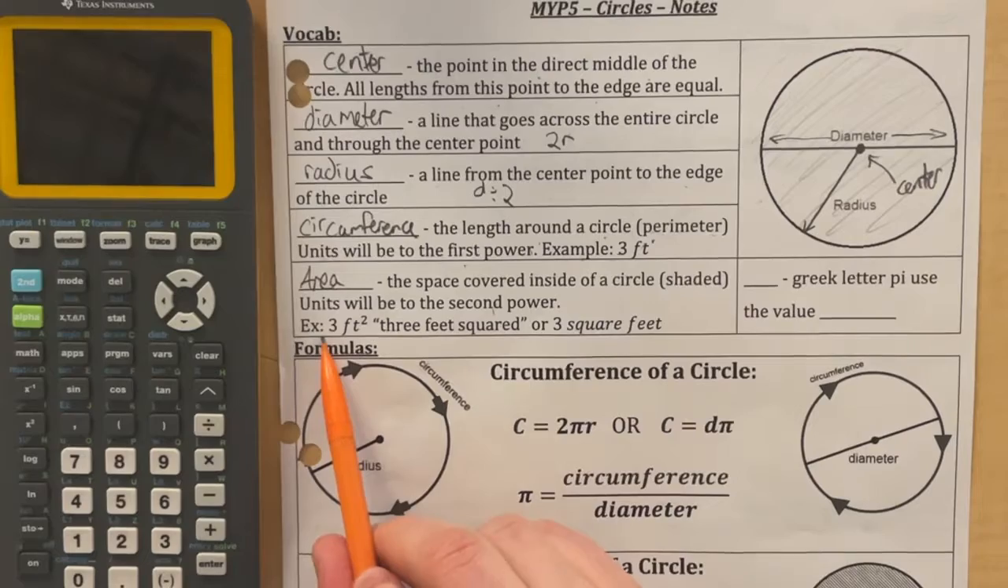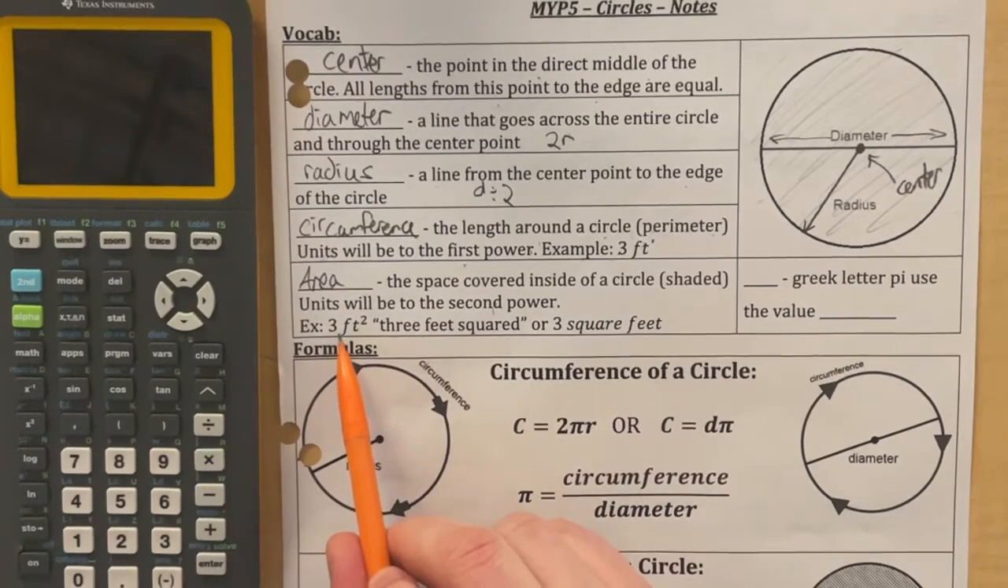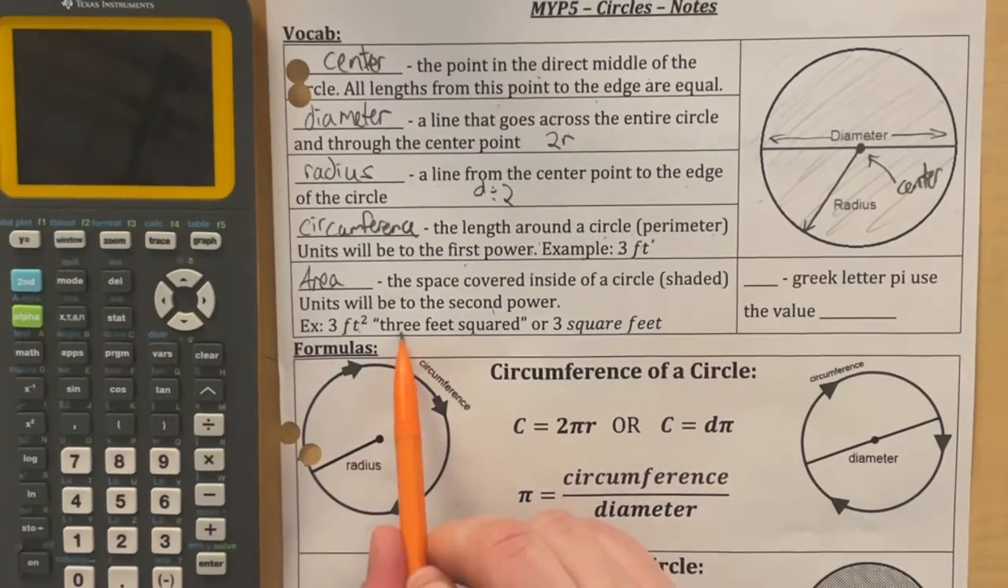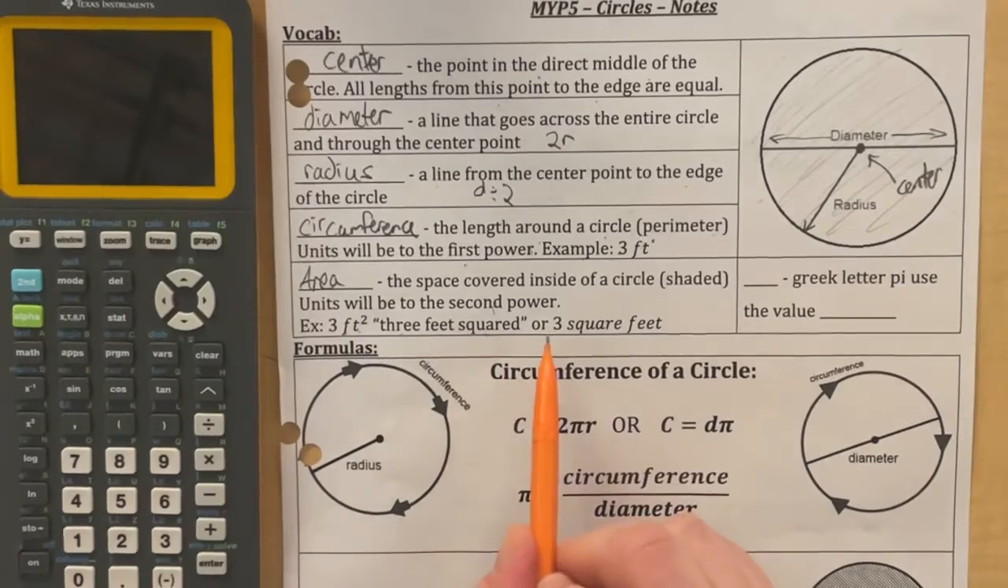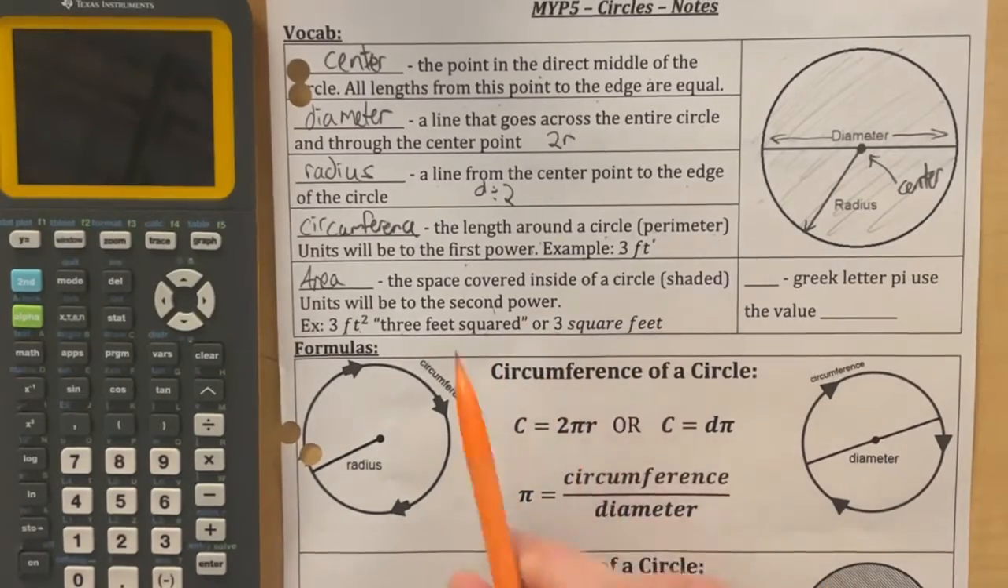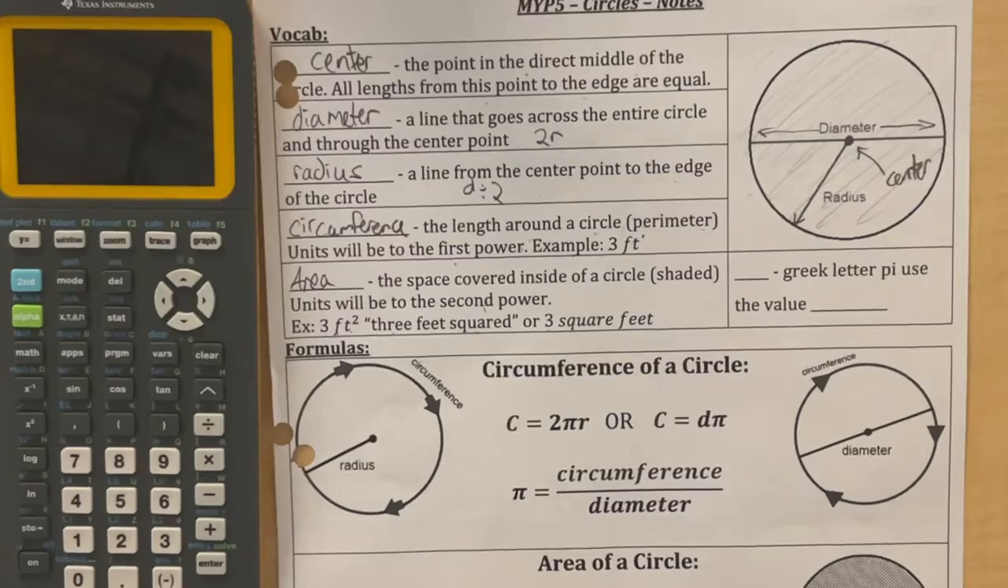So I'd read it like this. Let's say my area would be 3 feet squared, which is read as 3 feet squared, or you could read it as 3 square feet. So be very careful about that. Again, we're talking about a separate type of units.